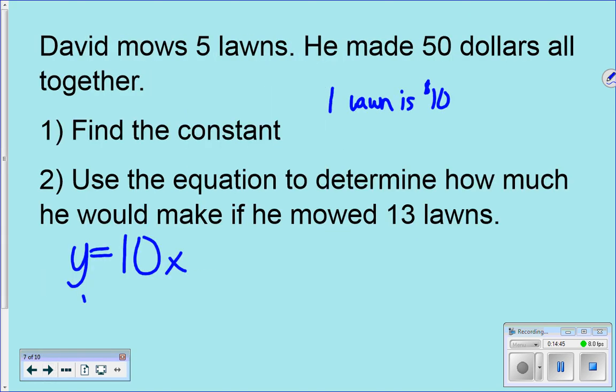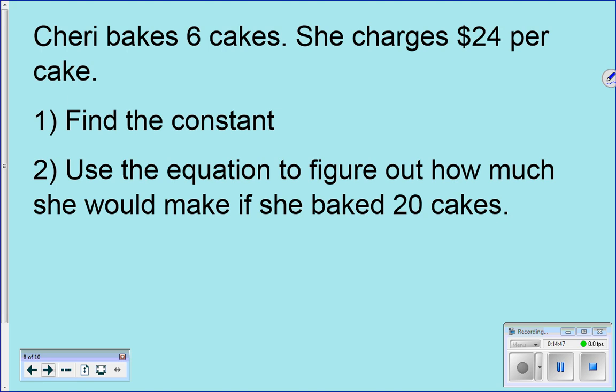All right, let's go to this one. Sherry bakes 6 cakes. She charges $24 per cake. First of all, what's my constant? Every cake costs me $4. Guess what you're doing? You're finding the unit rate. Remember we did that a few days ago? That's where unit rate comes in here.